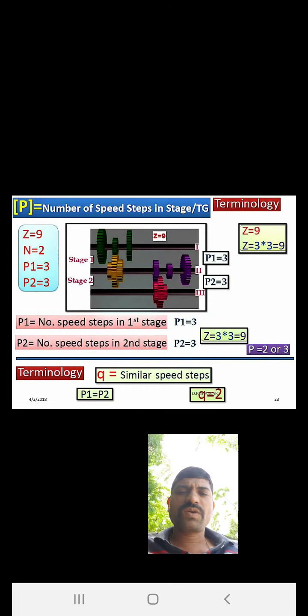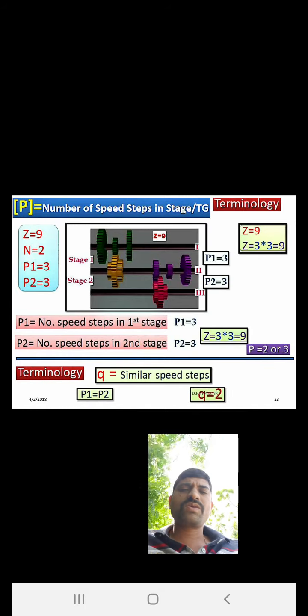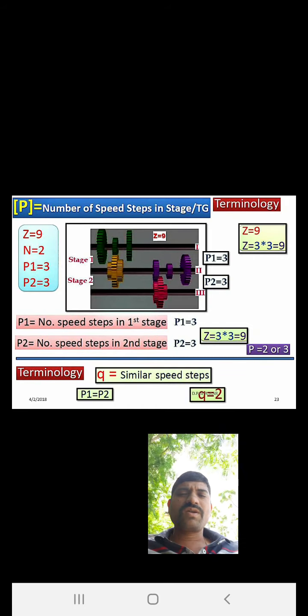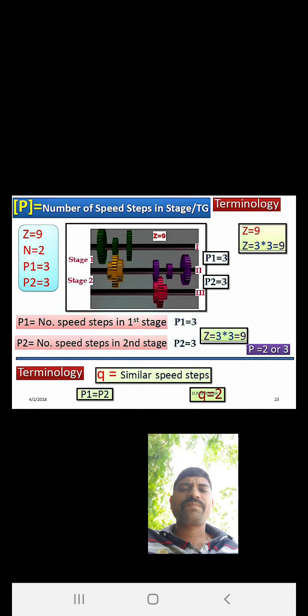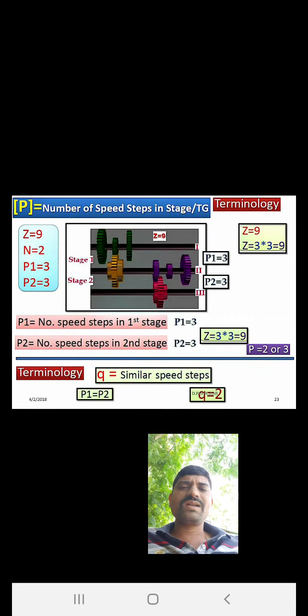Already we have seen the structural formula z is equal to p1 p2. Suppose p1 is equal to 2 and p2 is equal to 3, then 2 into 3 gives 6. This is not equal to the total number of speed steps, since z is equal to 9 is given. We require 9, so I change the values to p1 equal to 3 and p2 equal to 3. Then this condition satisfies the total number of speed steps: z is equal to 3 into 3, which gives 9.